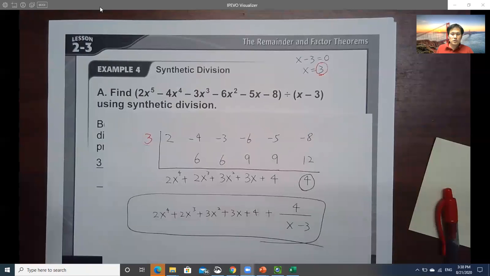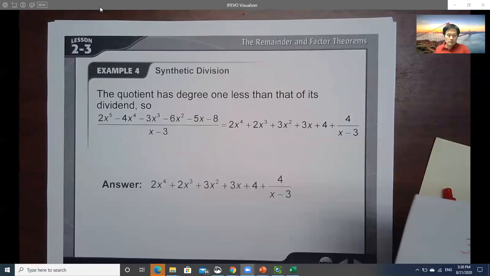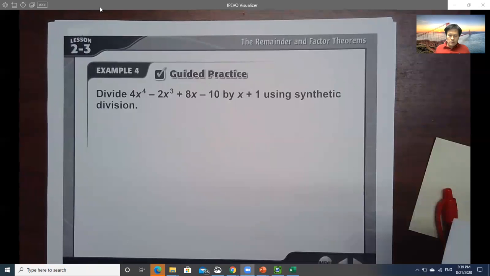A lot easier than long division. I love synthetic division. Okay.